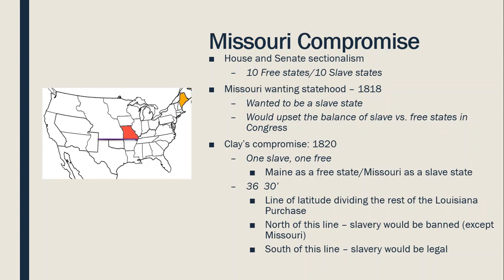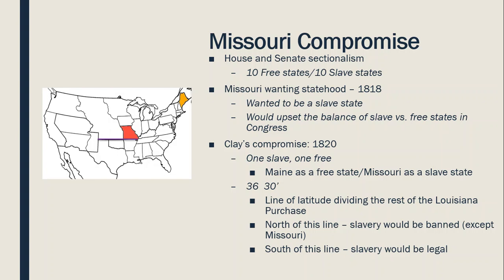So after the Louisiana Purchase and the exploration by Lewis and Clark, many people start to settle in the land of the Louisiana Purchase. And as you got a certain number of people from the Land Ordinance Act and the Northwest Ordinance Act, you were able to apply for statehood. Well, at the time in 1818, Congress was balanced. We had 10 free states and we had 10 slave states. So everything seemed even. Well, Missouri applies for statehood in 1818, and it wanted to be a slave state.